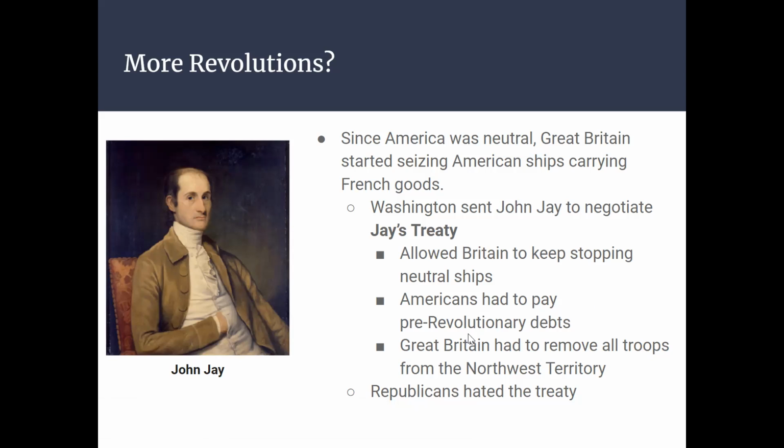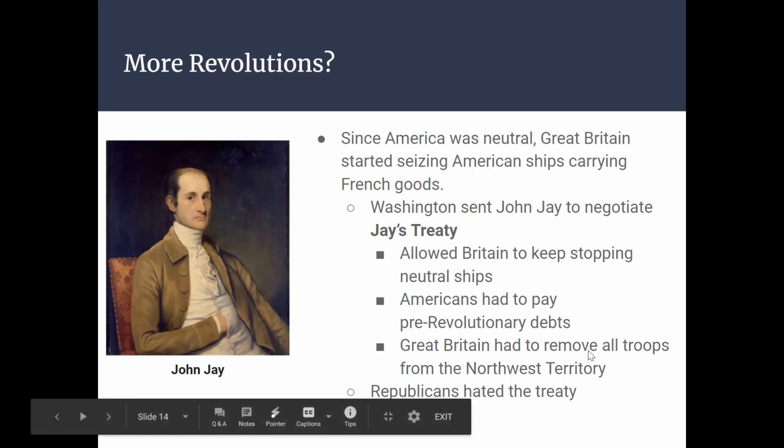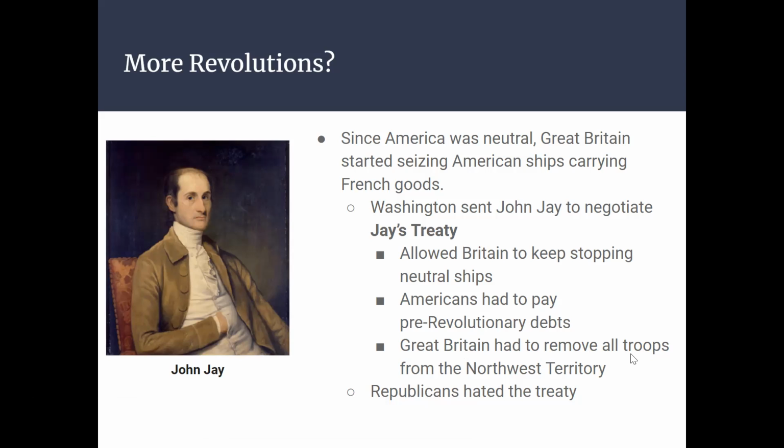What it does do is it says Great Britain has to leave all troops in what's America's land. Even though the war had been over for about 10 years now, there were still British soldiers in places like Illinois, Wisconsin, and Indiana, what is today those states, and this gets the British out of those states. So Jay's Treaty comes back. It's very controversial, and the Democratic Republicans hate the treaty.